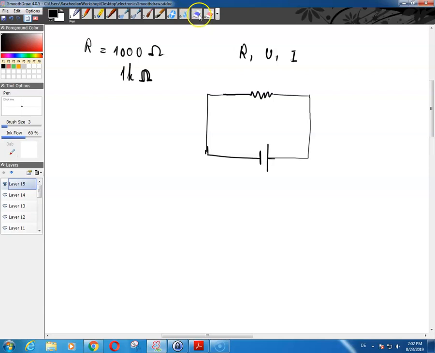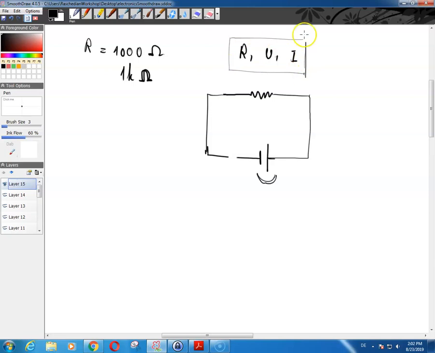If I open it like this, the circuit is not closed, and the voltage is present here on these two terminals, but there is no current going through the circuit because the circuit is not closed.